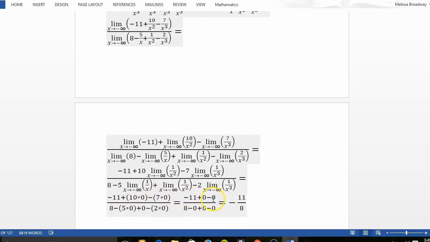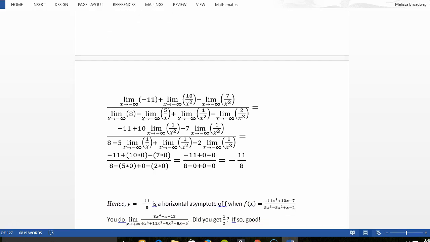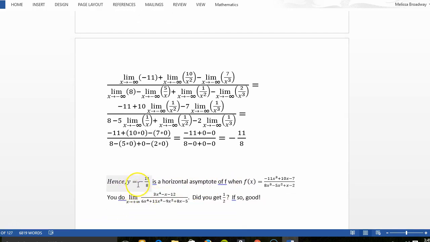So we're just going to get zeros, and we're just going to get negative 11 over 8. The negative 11 is my only survivor upstairs. The 8 is my only survivor downstairs. So I get negative 11 eighths. And the negative was up there with the 11. I just yanked it out to the side by arithmetic. So notice something, guys. We have just found a horizontal asymptote. So y equals negative 11 eighths is a horizontal asymptote of f when f of x equals the original function, this guy right here that we had in the beginning.